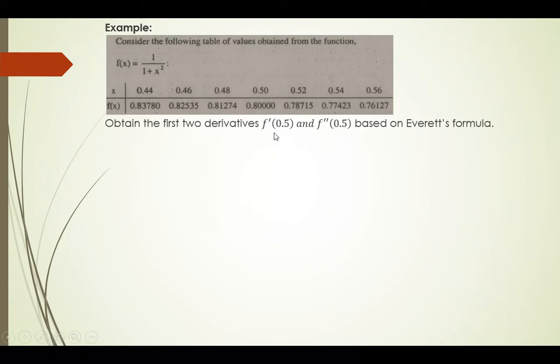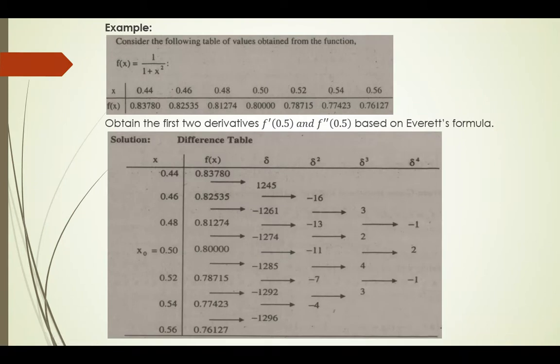So applying these formulas with the help of an example, you are given a table of values x and f of x. You need to obtain the first two derivatives, f prime 0.5 and f double prime 0.5, by Everett's formula. The difference table is in front of you. We see that x for p is 0.5 in both the cases. 0.5 is the same as x naught, so that is your x naught as well as x_p, and this is x1. In front of x naught, this is f naught, and so on.